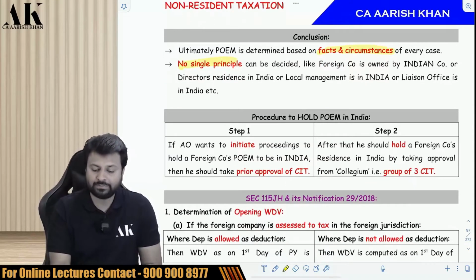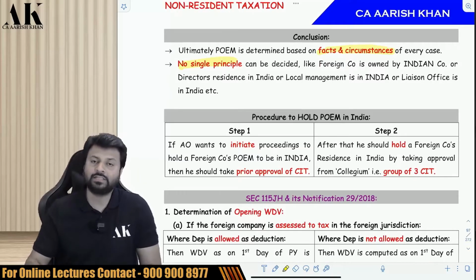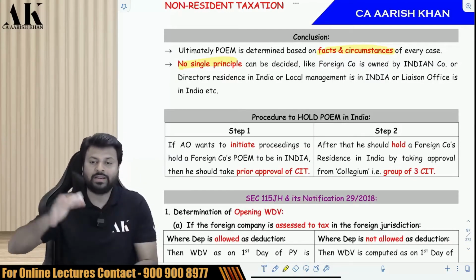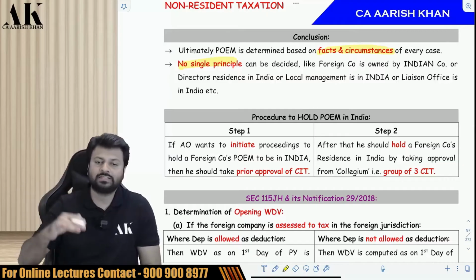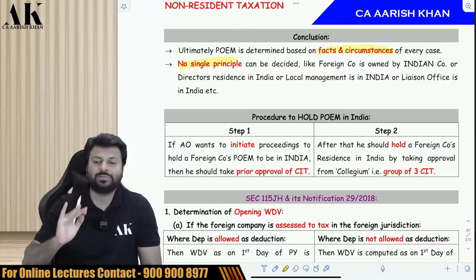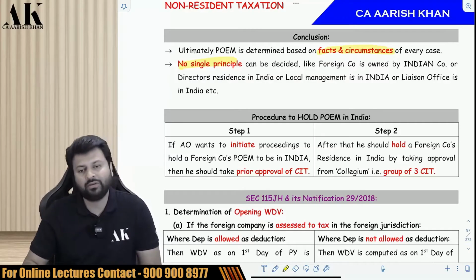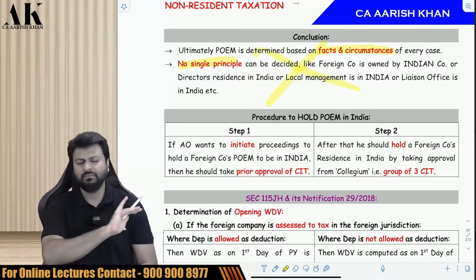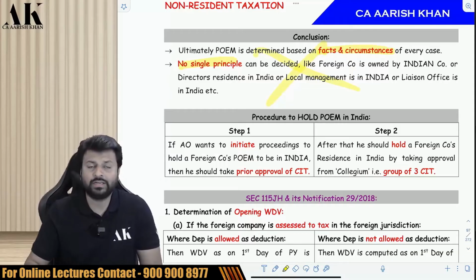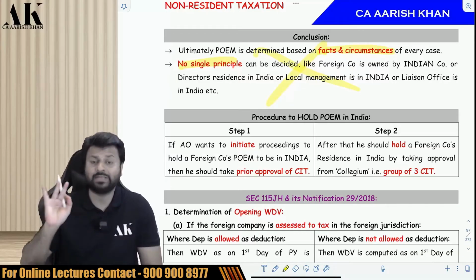No single principle will decide that just because the foreign company is owned by an Indian company, or just because the directors are residing in India, or just because the local management is in India, or just because the liaison office is in India, then the POEM will be in India. No single principle will decide whether the POEM is in India or outside India. No single principle can decide that.